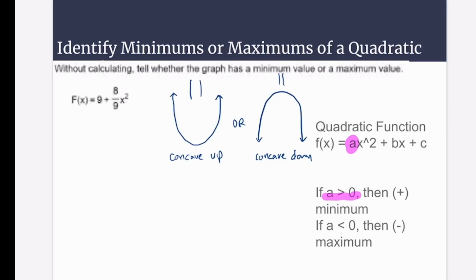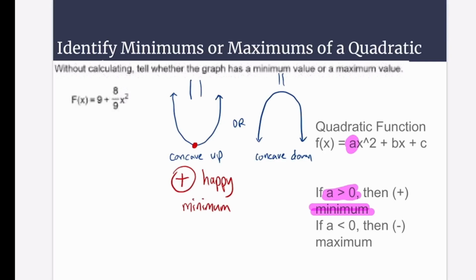If your leading coefficient is positive, then you have a minimum. So this is a positive happy face, which means you draw a smile. That smile has a bottom point. That's why it has a minimum.